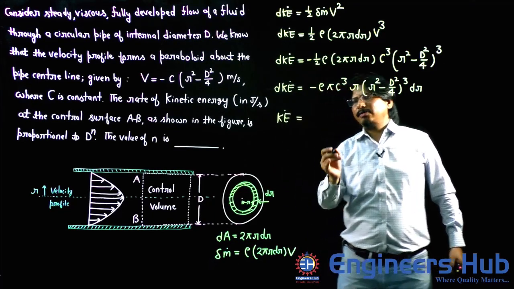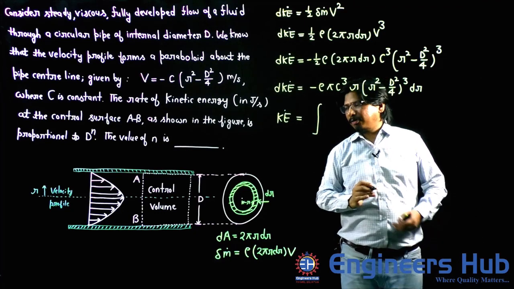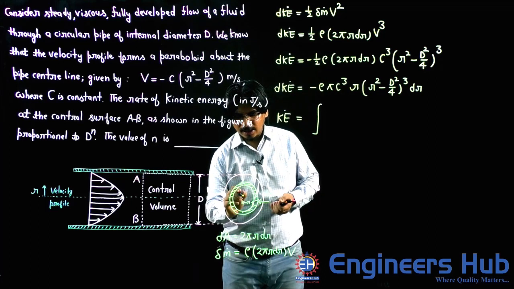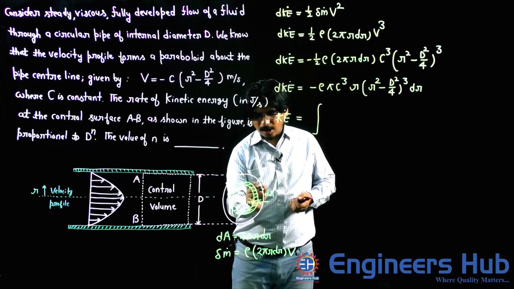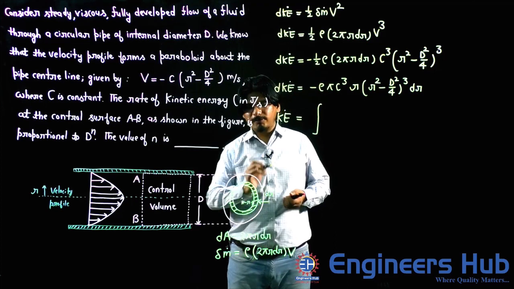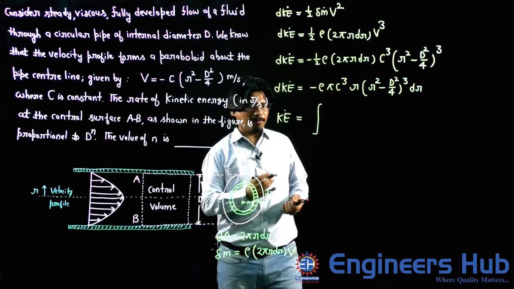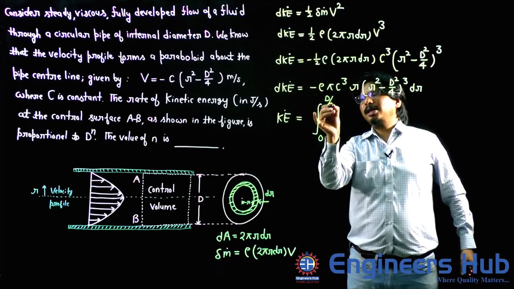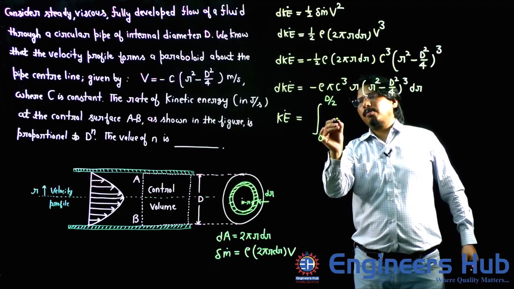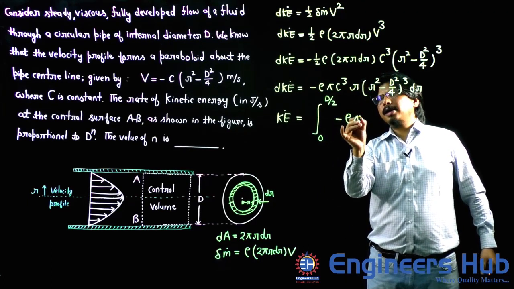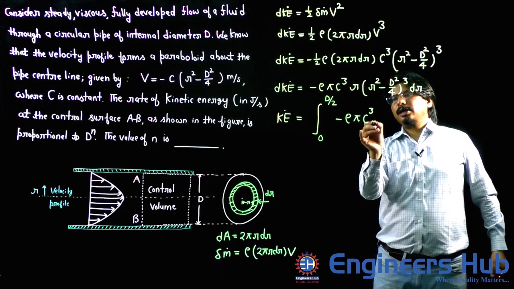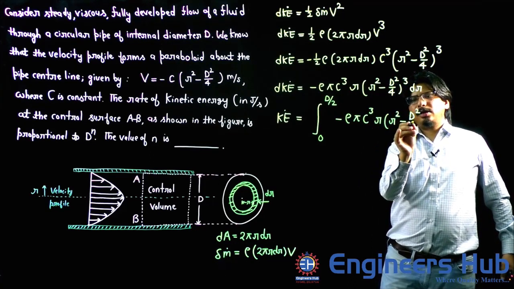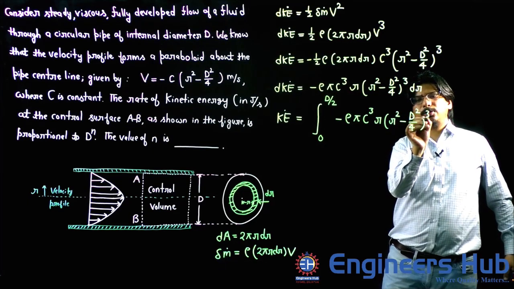So I will integrate. What will be the limit of integration, my friends? When small r is equal to 0, that is at the center, and when small r is equal to half of the diameter, that is the radius of the pipe. So look at here, my friends, what I am getting: 0 to D by 2, minus rho pi c cube r, small r square minus D square by 4 whole cube dr.